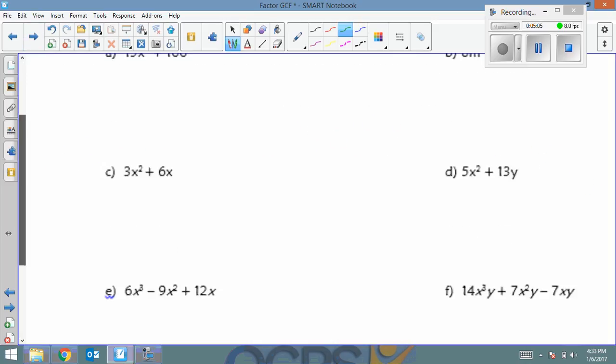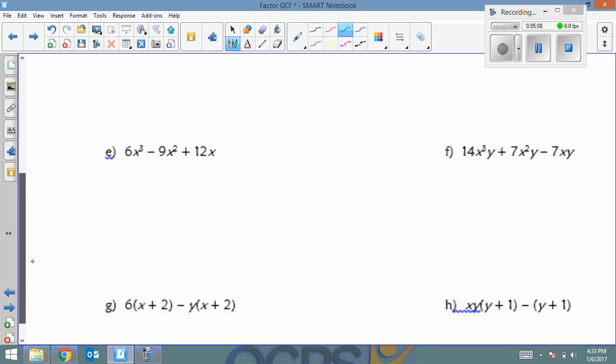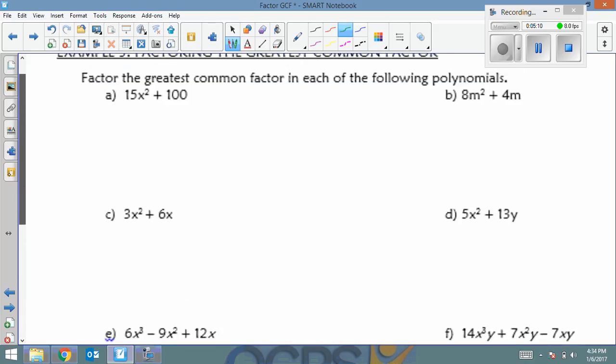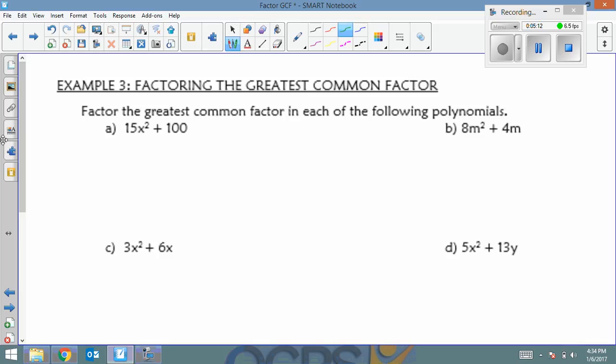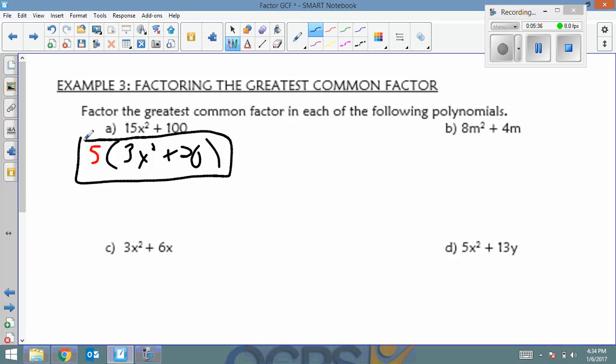Okay, we're going to do a couple of examples of factoring. So this is now factoring. The first thing we always deal with is the number. So what number goes into 15 and 100? The largest number that goes into both of those is 5. When we do that, we now divide. What's 15 divided by 5? That's 3. 100 divided by 5 is 20. Since they both don't have an x, we can't do anything else. So that's our final answer.